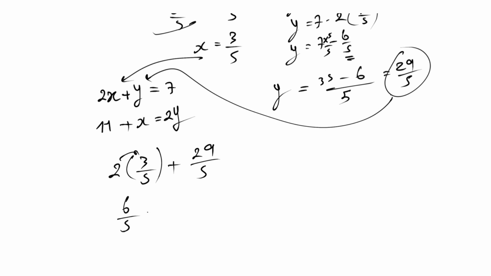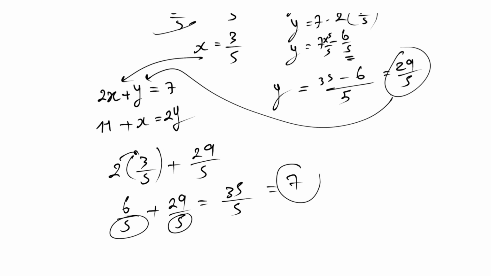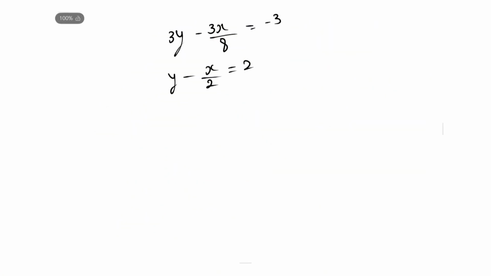So now it will be 2 multiply 3 equal what? 6 over 5 plus 29 over 5. Since we have the same denominator, that means here we have over 5. 6 plus 29 equal what? 35. 35 over 5 equal what? 7. What is the answer here? 7. So my solution is correct.